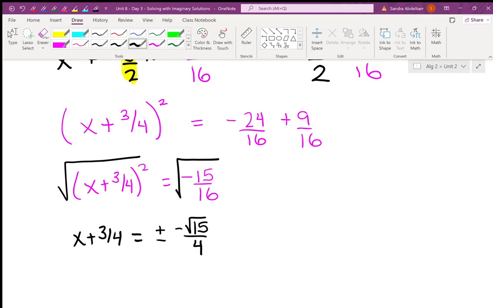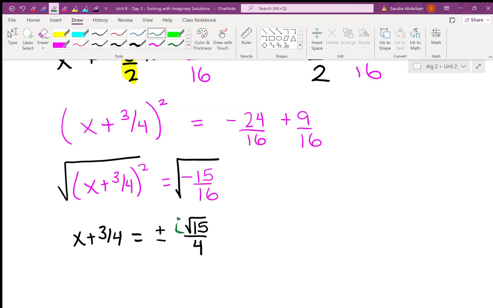I'm sorry, you're right. Instead of just putting that negative back in, could I put an i out? Are you guys okay if I just pull that i out? All right, what do we have to do now?